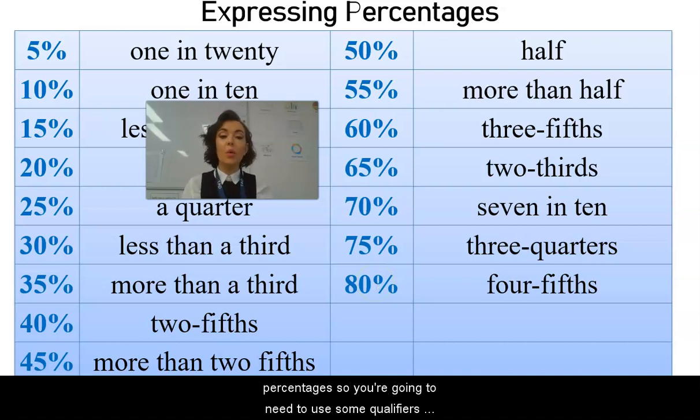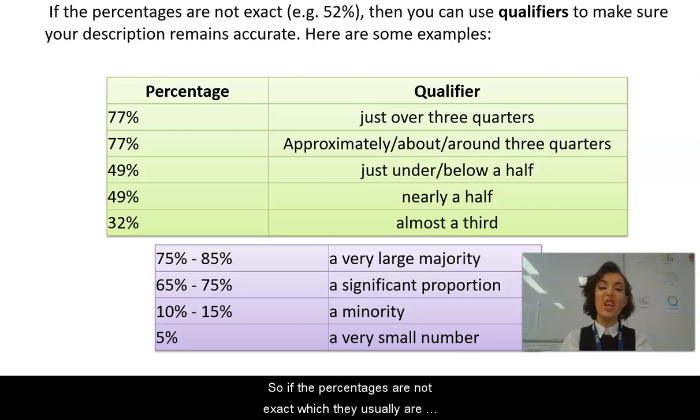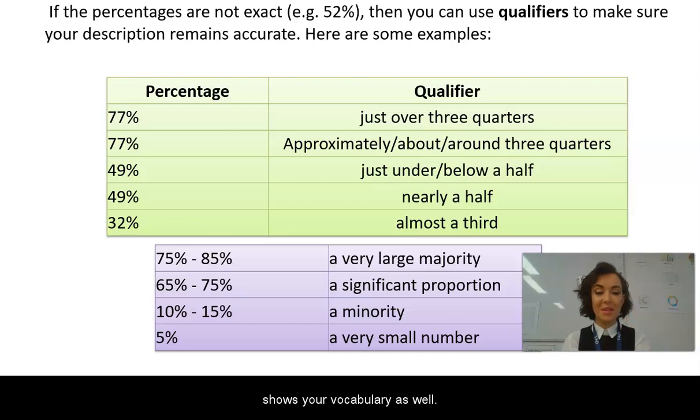But it doesn't always give you exact percentages, so you're going to need to use some qualifiers to write about these percentages in your writing. So if the percentages are not exact, which they usually are not, for example, 32%, then you can use qualifiers to make sure your description remains accurate. And it also shows your vocabulary as well.